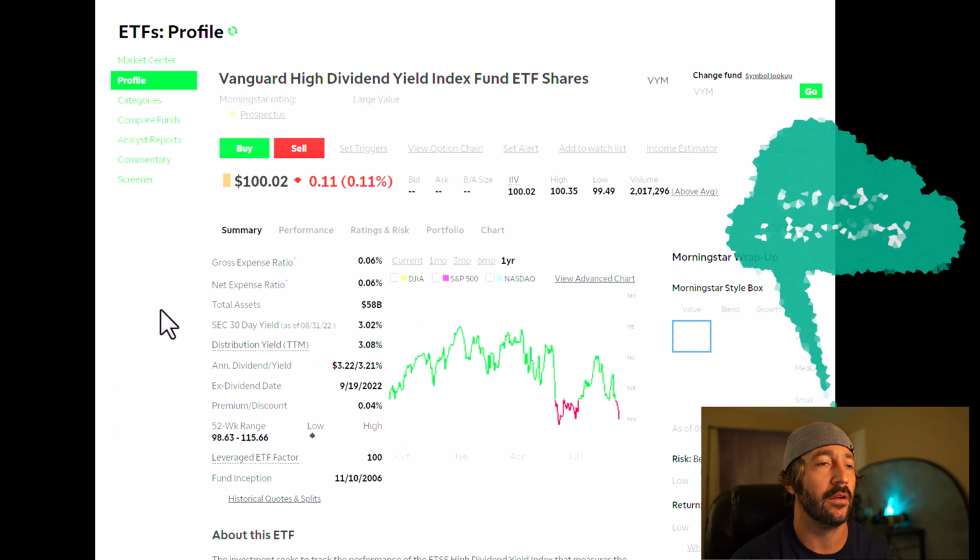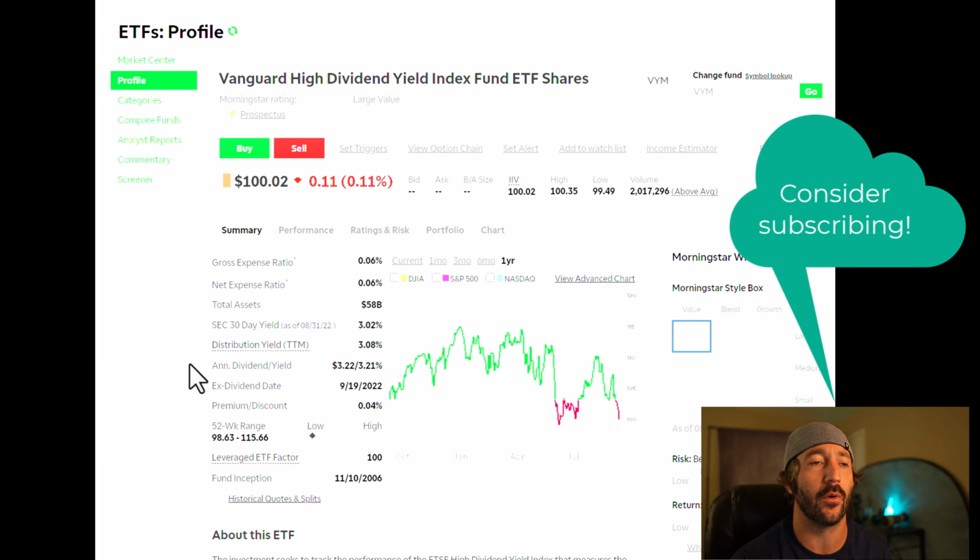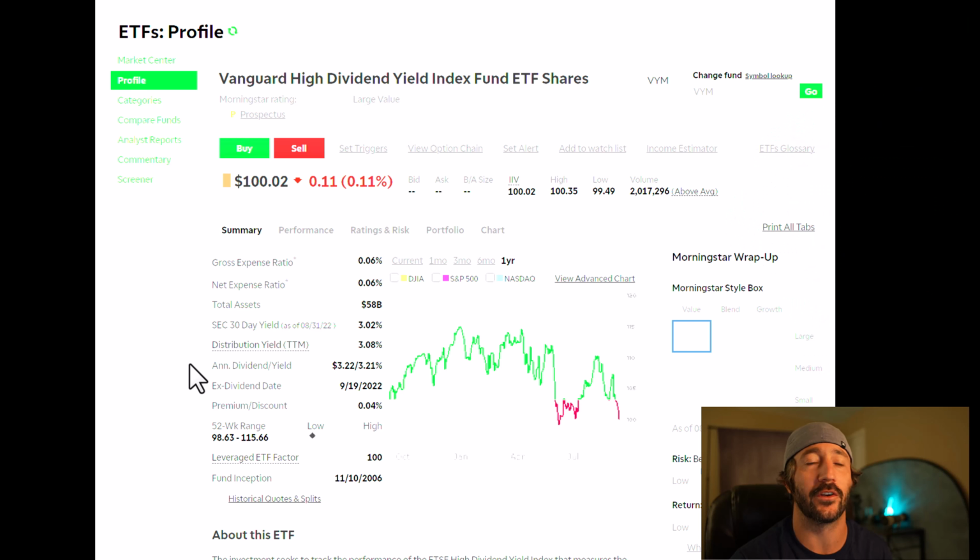That's it. The next thing I want to talk about here is the annual dividend yield. It says 3.21%. What's interesting is the fund is just about $100, so it's $3.22 per year. They typically will split that into fourths and pay that quarterly.